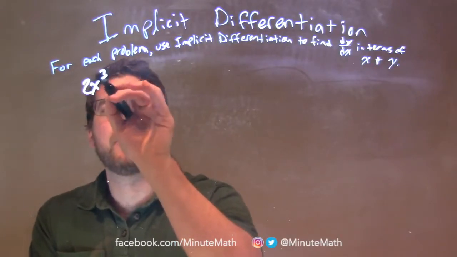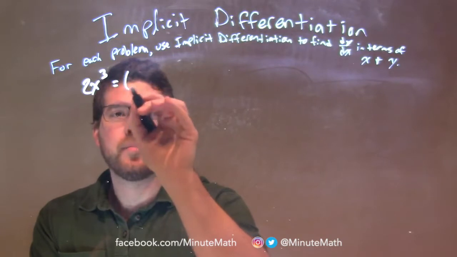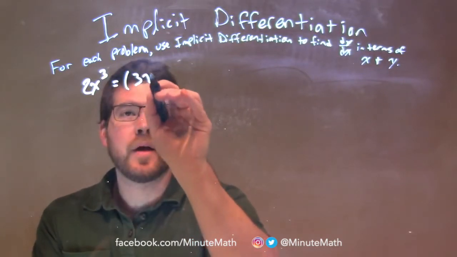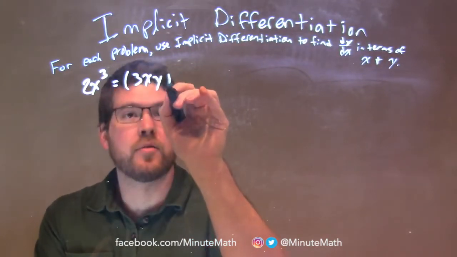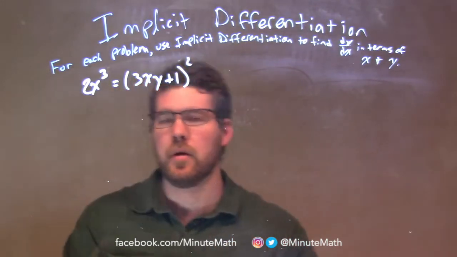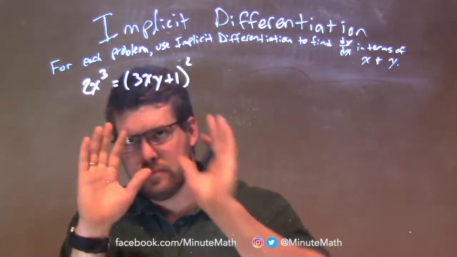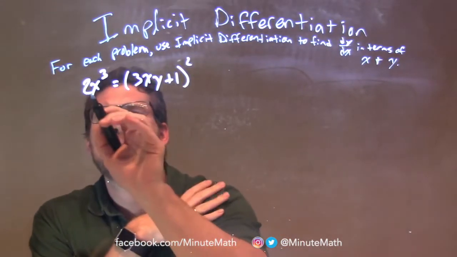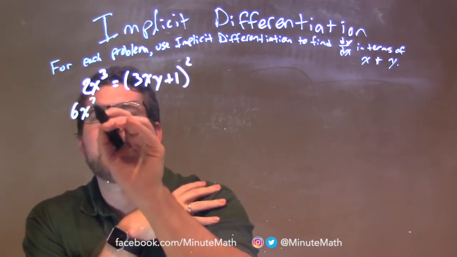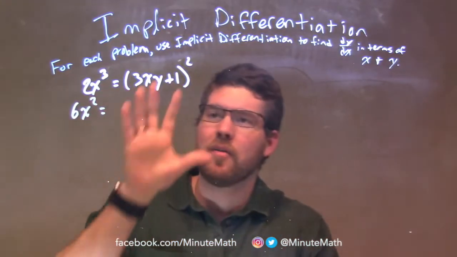2x to the third equals 3xy plus 1 all squared. All right? So we're going to differentiate this. Well, let's focus on the left-hand side here. 2x to the third, 6x squared. Pretty easy. Now here we're going to have to apply the chain rule.